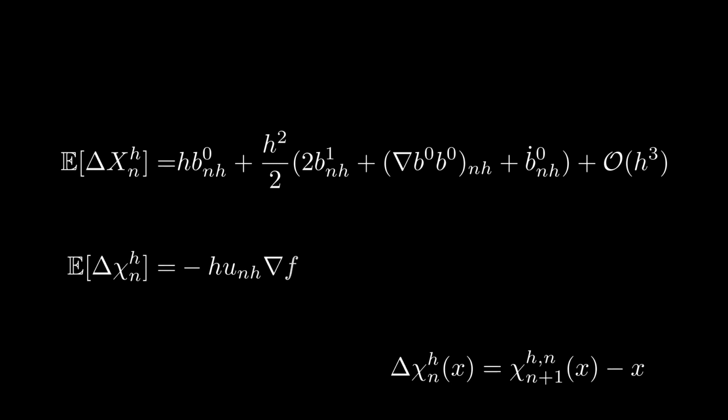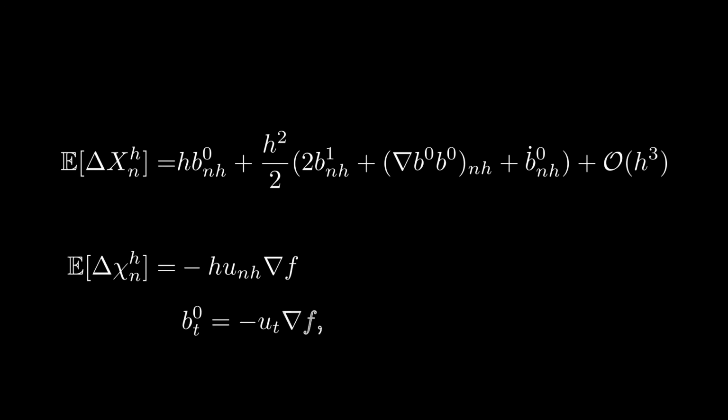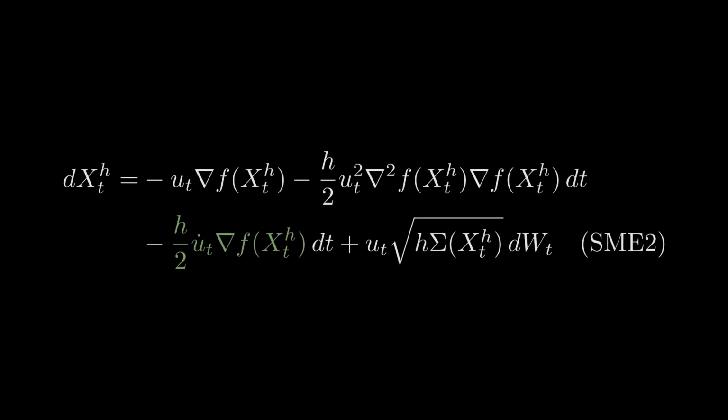In order for these to be as close as possible, evidently, we should first set b0 equal to minus u times nabla f. Then we want the h squared term in the stochastic Taylor expansion to vanish as well, implying b1 should be equal to minus a half the Jacobian of b0 times b0 minus the time derivative of b0. By comparing the second moments of the one-step differences, we could further deduce that square root of h times sigma is the diffusion component for our second order SME, giving us the full equation.